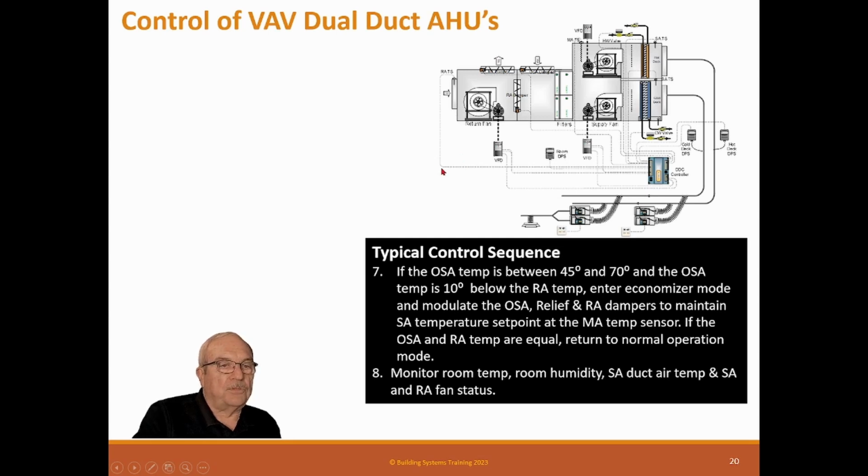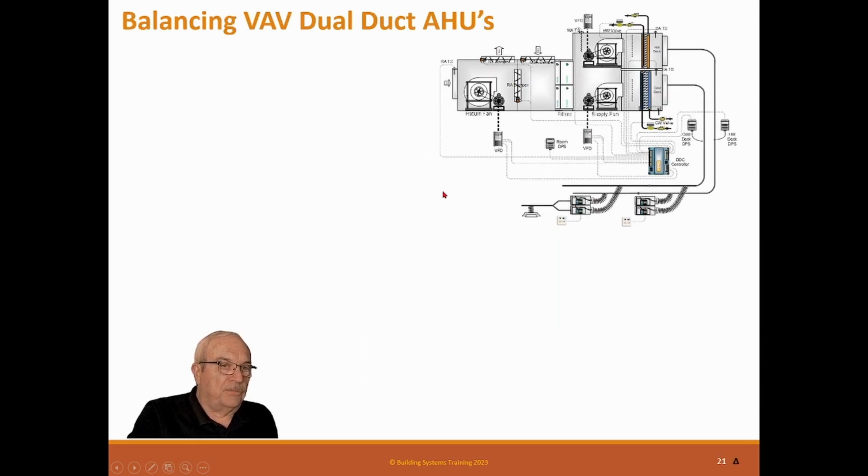Monitor the room temperature, room humidity, supply duct air, and supply and return status. Now, I didn't put it in this sequence, but this unit can also dehumidify. You can put in a dehumidification mode that tests the room. If it has high humidity, it can drop the cold deck temperature and let the hot deck temperature be the reset in the room. It's no problem. This one would do that almost automatically, except you'd have to have a humidity sensor in the room to turn this into humidity mode, but you could do that.